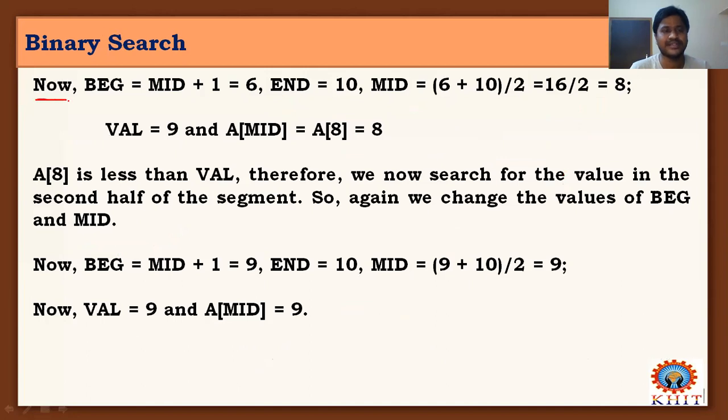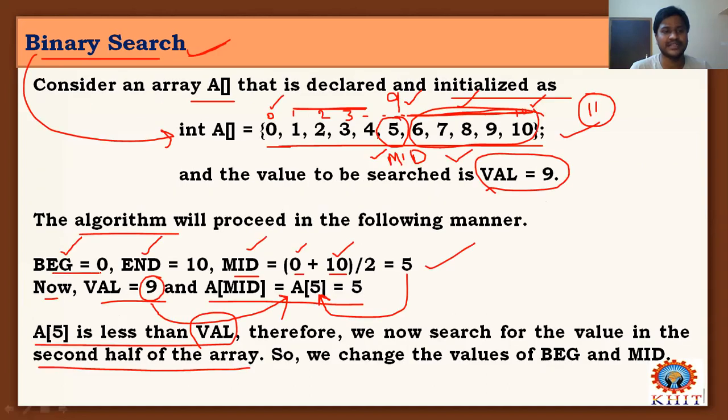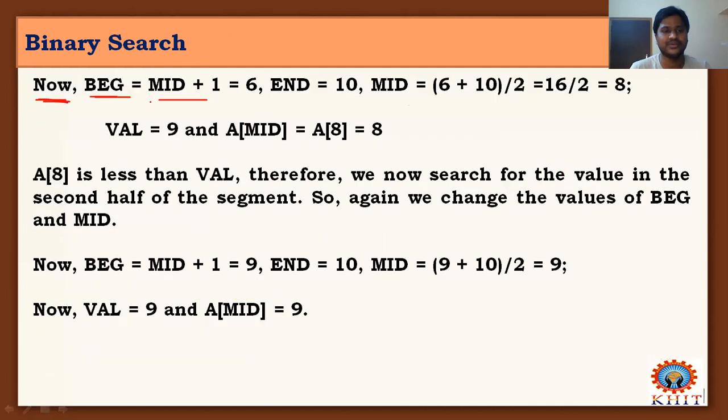So to search for that element, we change the beginning value to mid plus 1. Initially we took beginning as 0, but now we are going to search in the second half of the array. So we take beginning equal to mid plus 1, that is the value 6, and the end stays the same. We follow the same process: when 9 is compared with the mid value and is smaller, we go for the second part of the array. So mid is calculated again: (6 plus 10) by 2 is 16 by 2.